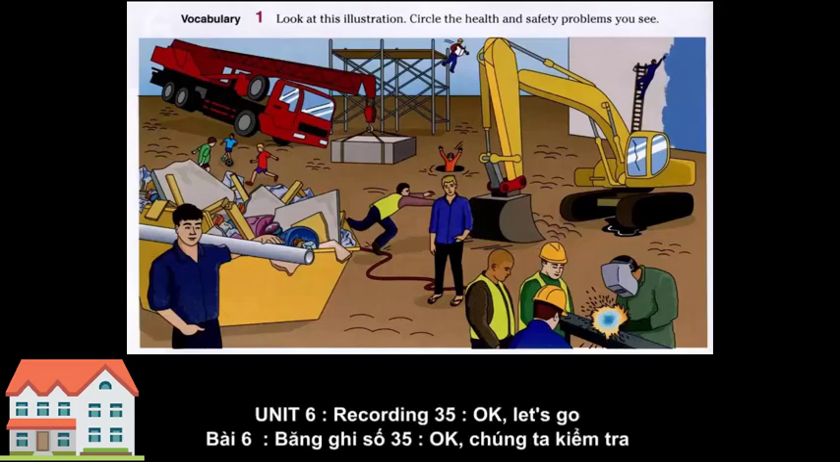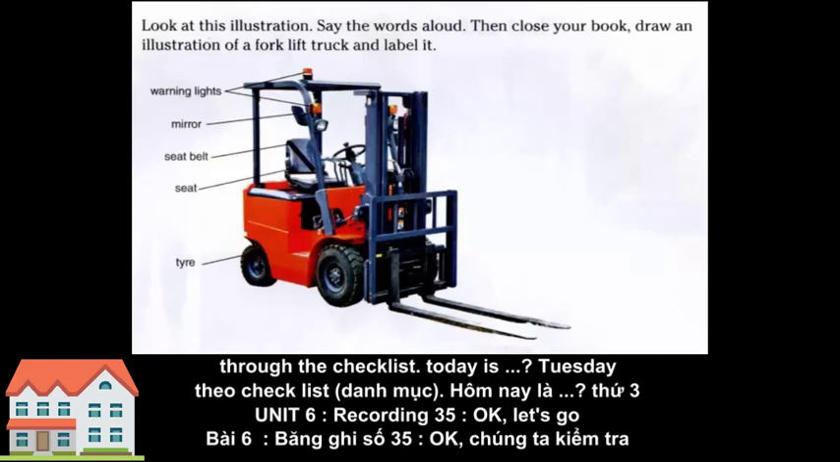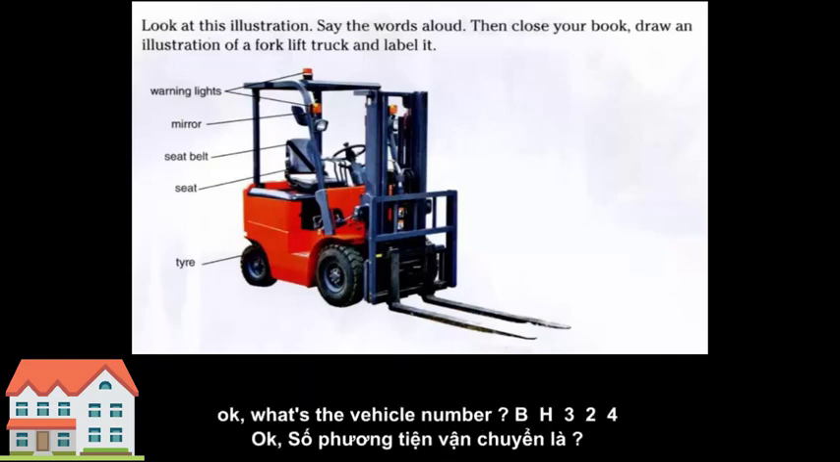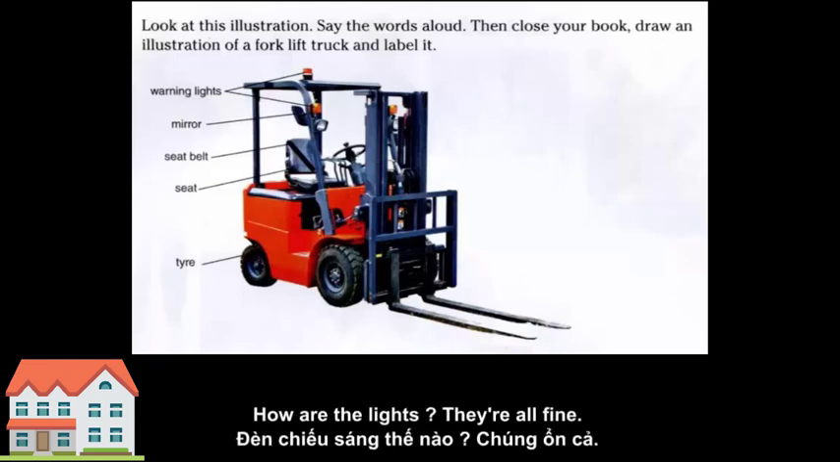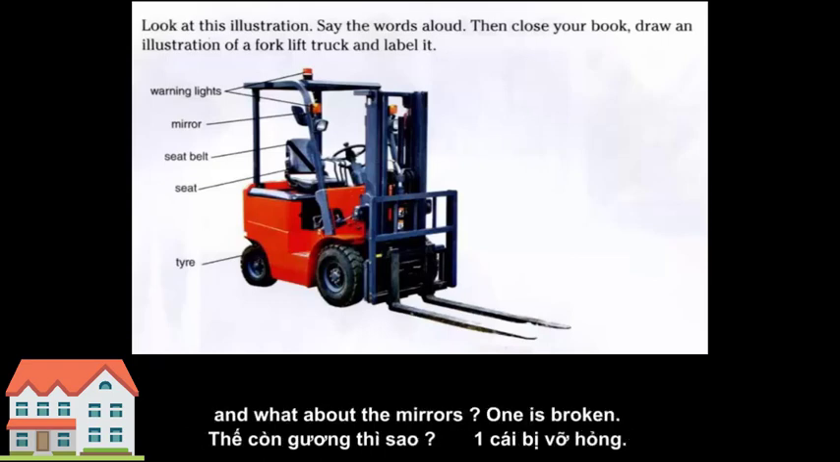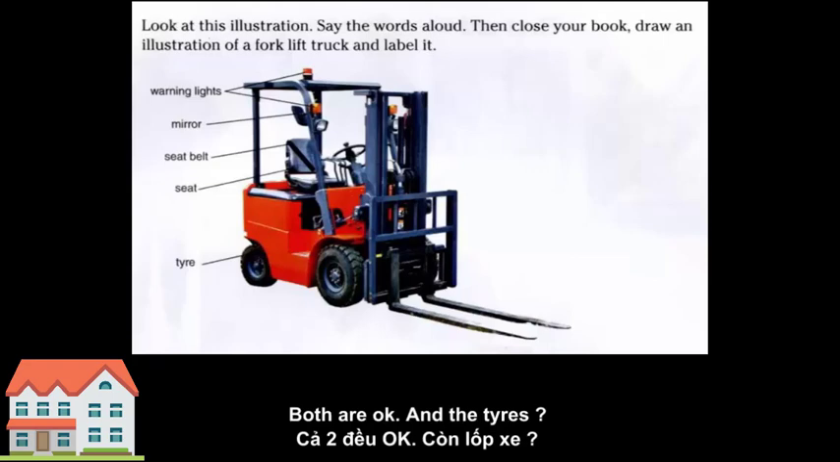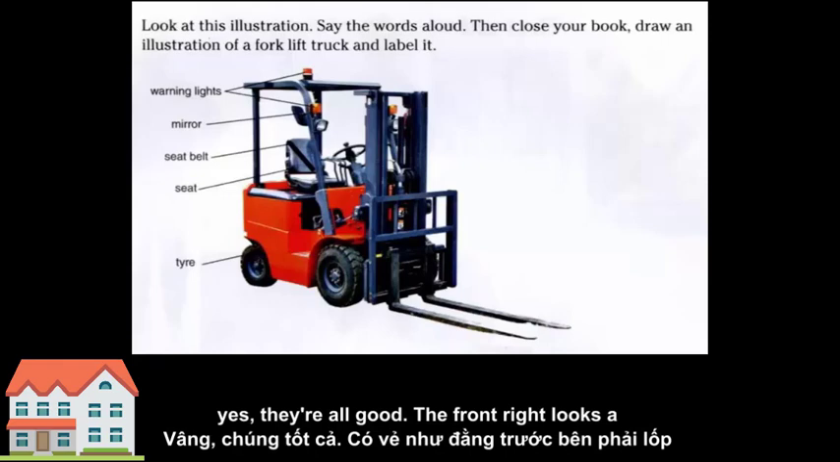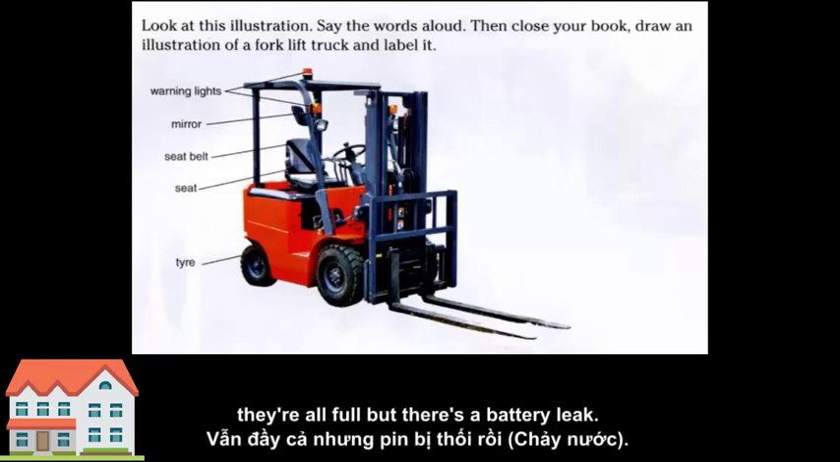Unit 6. Recording 35. Okay, let's go through the checklist. Today is Tuesday. Okay. What's the vehicle number? BH324. BH324. How are the lights? They're all fine. And the brake lights too? Yes, they're all okay. And what about the mirrors? One is broken. Okay. What about the seat and seat belt? Both are okay. And the tires? Yes, they're all good. The front right looks a little worn, though. No. It's okay. Fluids? They're all full.